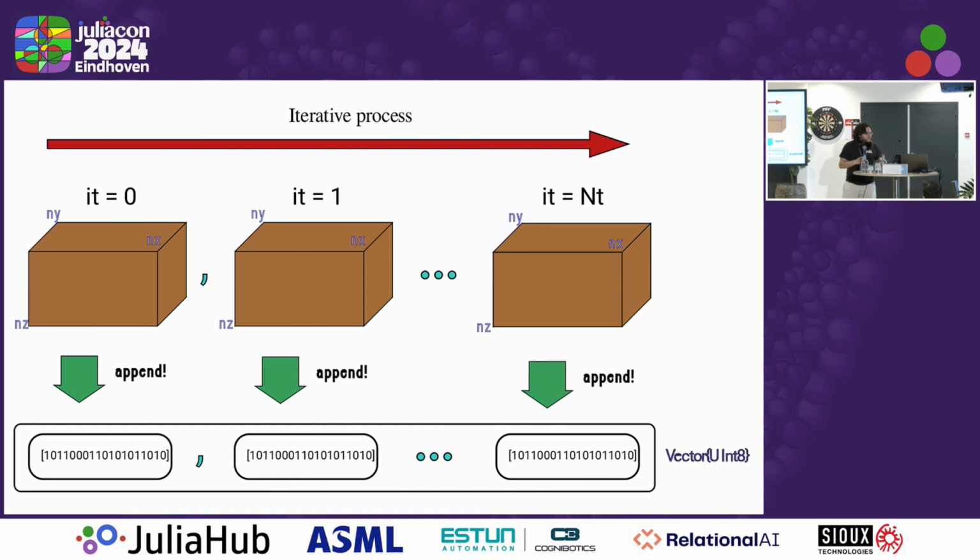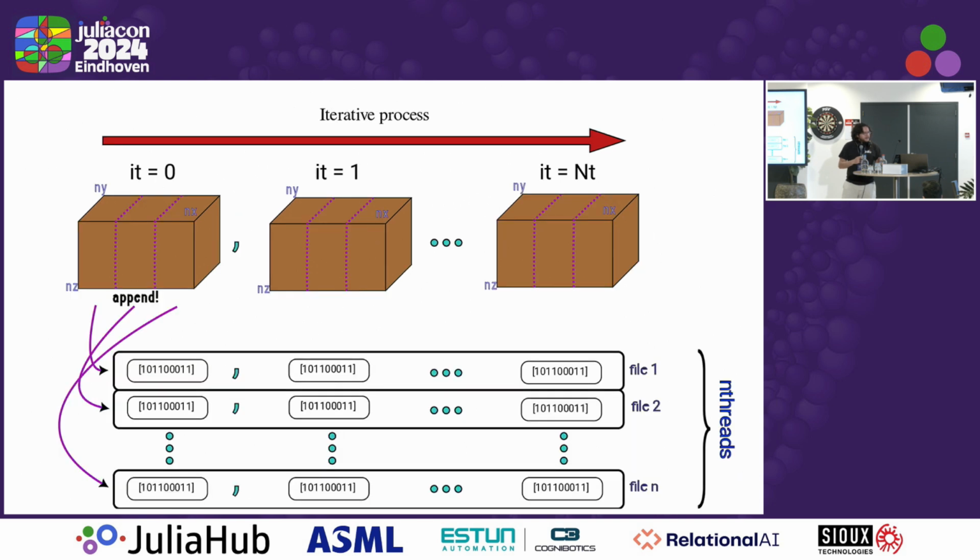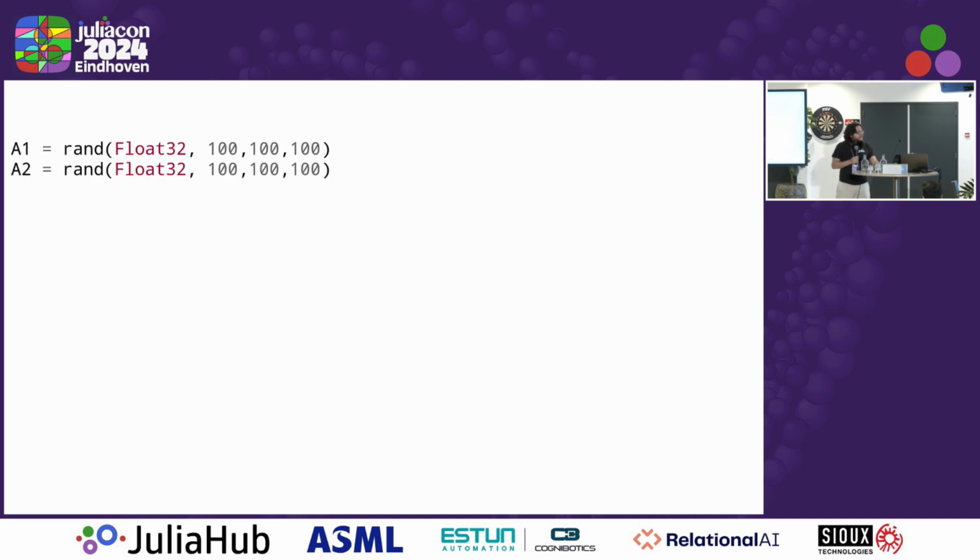So this is the iterative process. In the first compressor that I developed, in memory, I just compress it and put it to a vector. Here, I divide into the last dimension and compress into different files, and the files are limited by the number of threads. Here are some code examples.